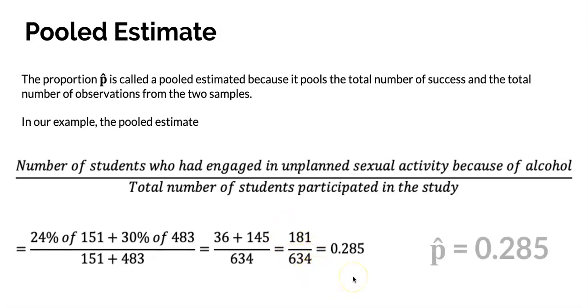So that P hat, called the pooled estimate, comes out to be 0.2285. So if you are ever asked to find the pooled estimate, that's what it is. It just pools the total number of successes and the total number of observations from two samples. But all right, let's go on with our hypothesis testing.